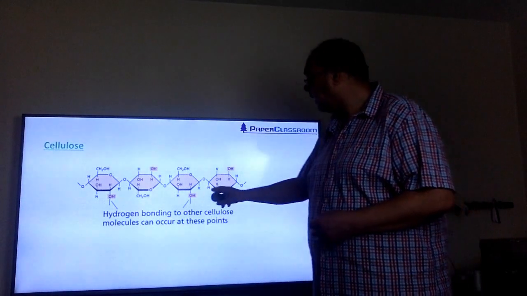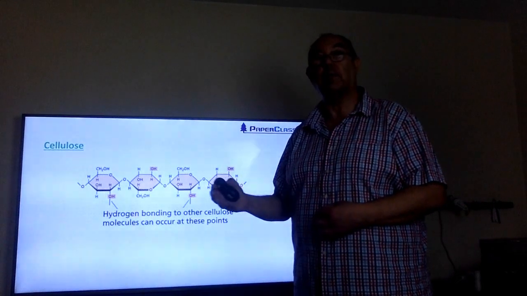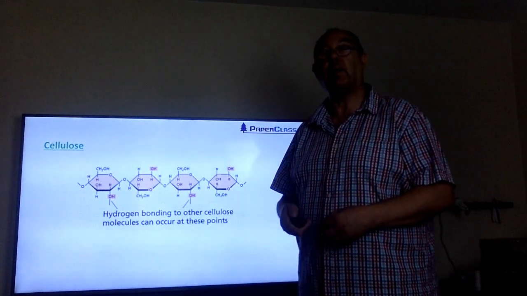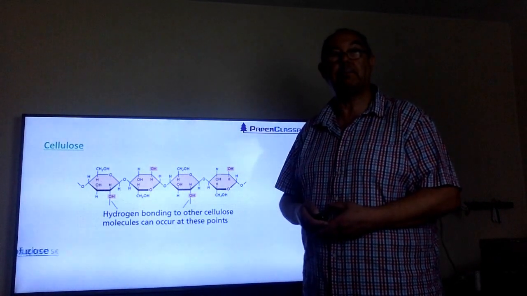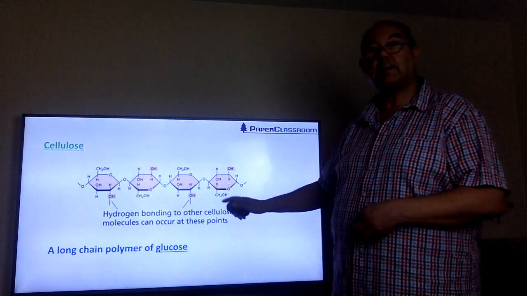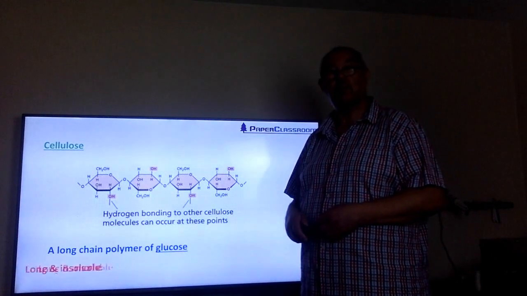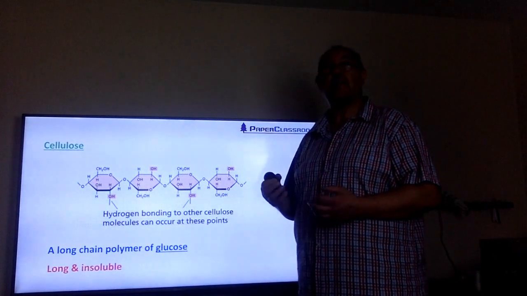What can we say about it? They follow the hydroxyl groups. This is the thing that bonds one fibre to another. This is what gives us the hydrogen bonding that makes the sheet stick together. So, important points are, it's a long chain polymer of glucose and it's insoluble.